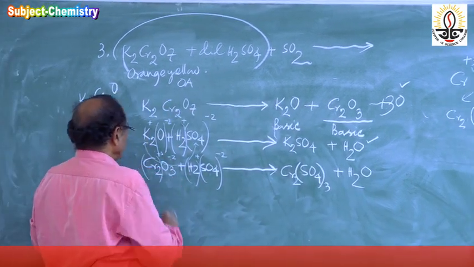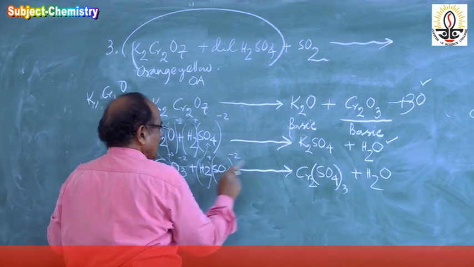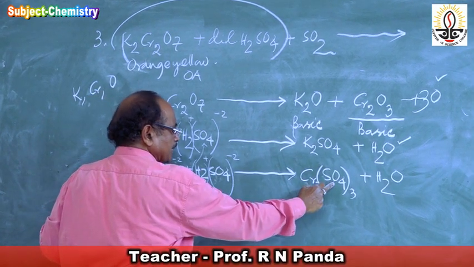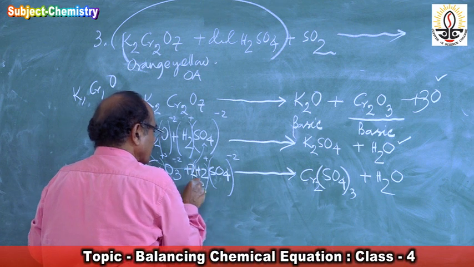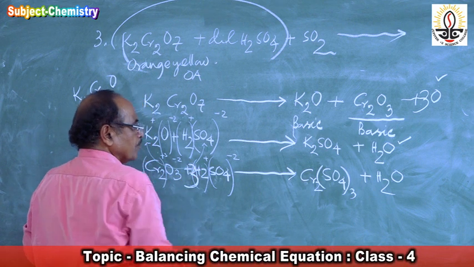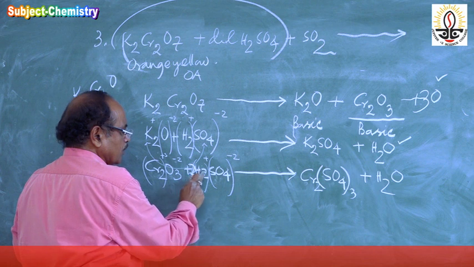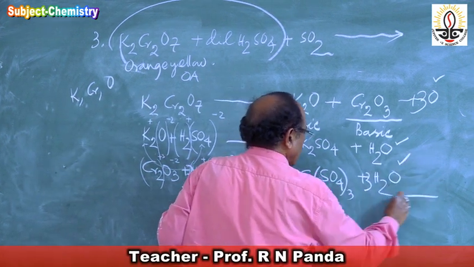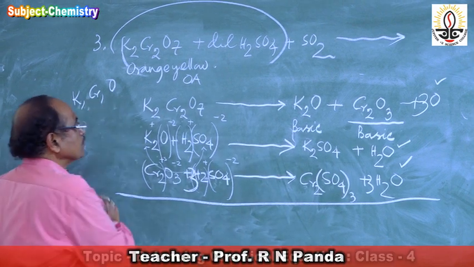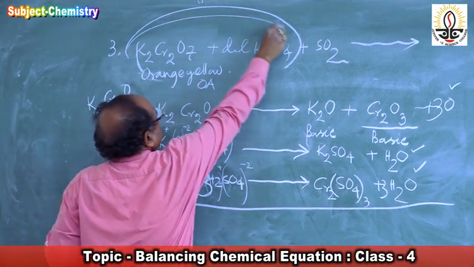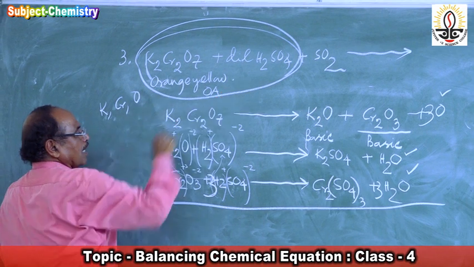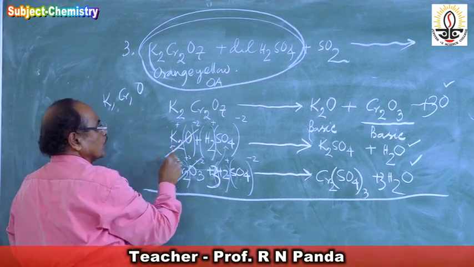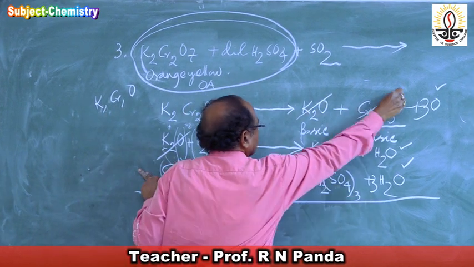How many chromium? 2 chromium, balanced. How many sulfate on this side? 1 sulfate. How many sulfate on this side? 3 sulfate. So I multiply this by 3. And how many hydrogen? 6. So I multiply this by 3. It is balanced. I will get the equation for this first, then I will allow it to react with sulfur dioxide. So chromic oxide, K2O, they cancel.